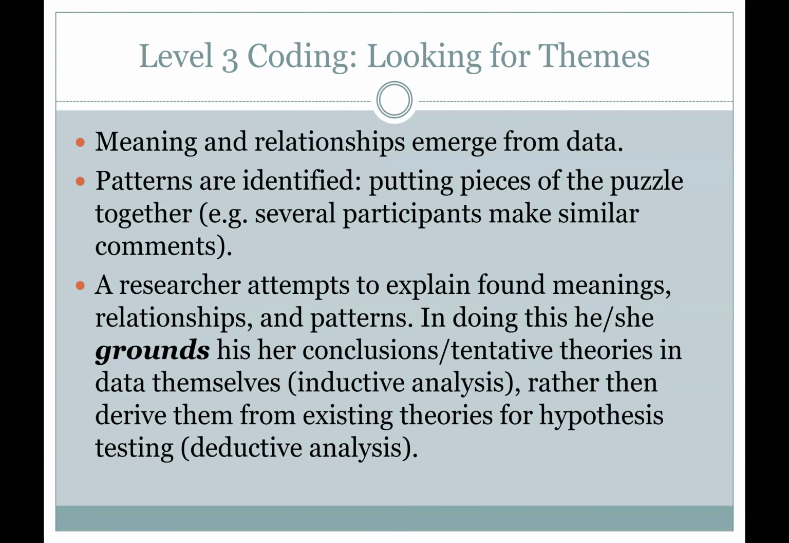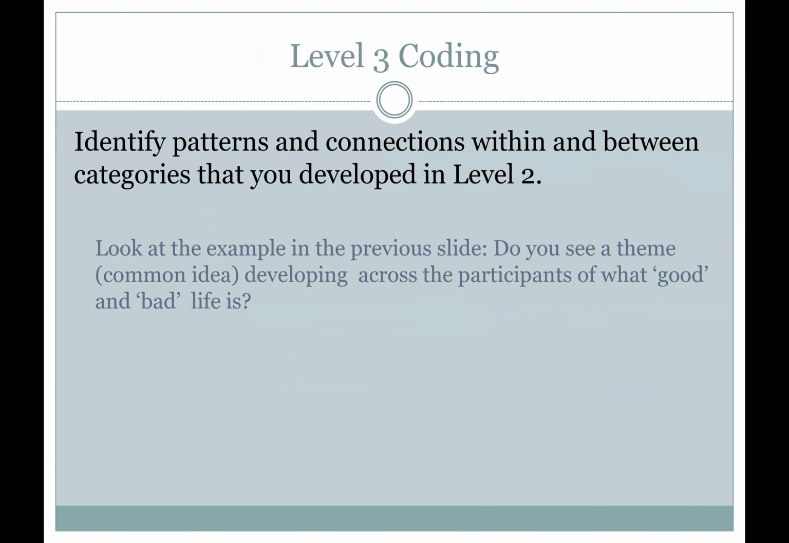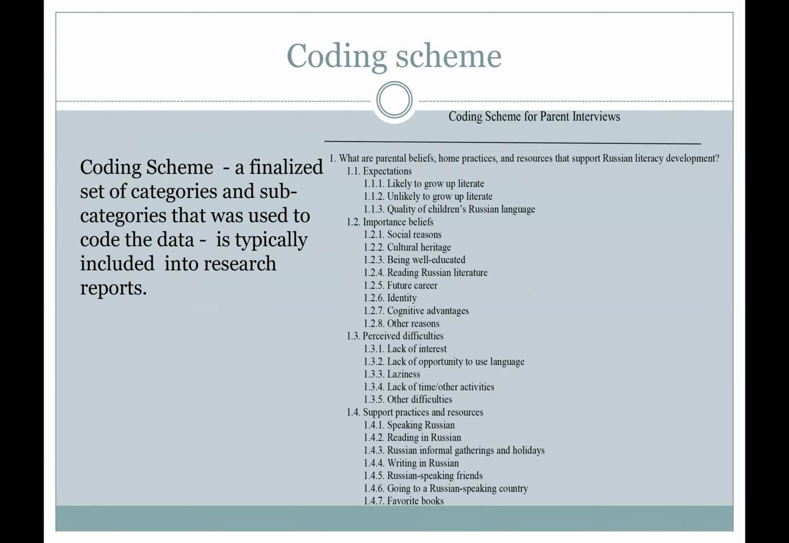Then in step 3, we start looking for those. Do I have a whole bunch of one color highlight? That means that's a theme that fits together. It's important. It's something that everybody has in common, and that's essentially what we're looking for. We're going to use those patterns to answer our research question, to answer what it is we want to answer.